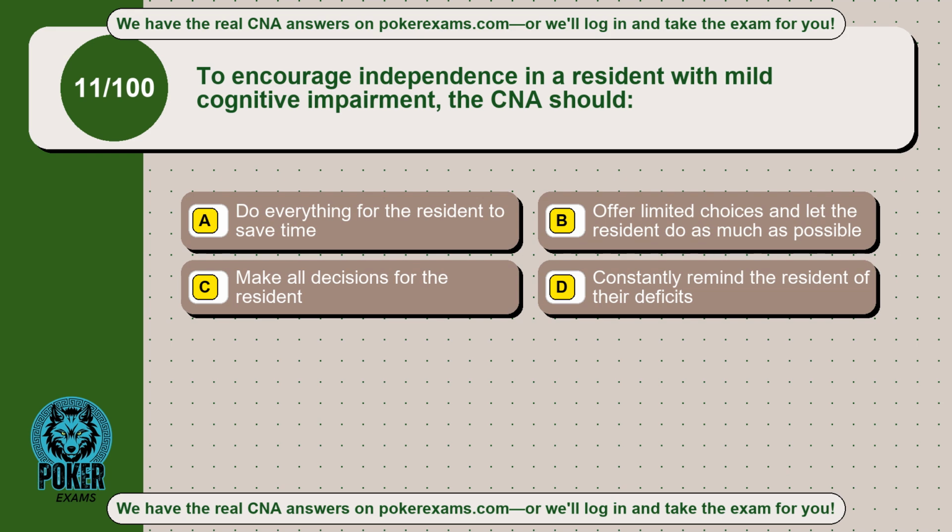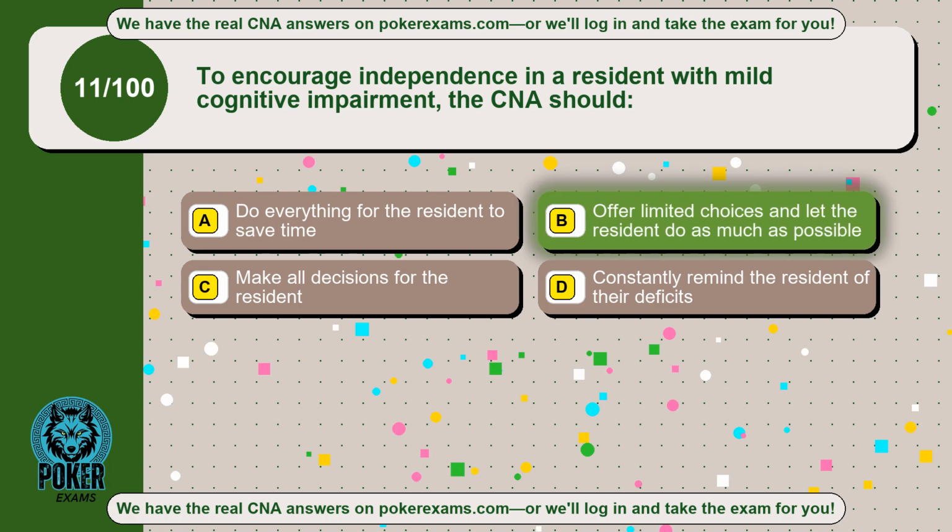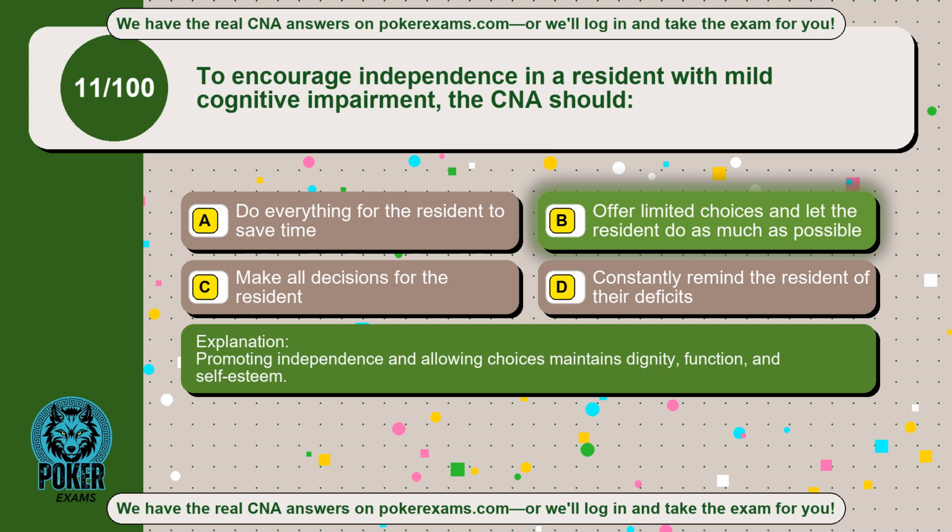Question 11. To encourage independence in a resident with mild cognitive impairment, the CNA should: Option A, do everything for the resident to save time. Option B, offer limited choices and let the resident do as much as possible. Option C, make all decisions for the resident. Option D, constantly remind the resident of their deficits. The correct answer is option B. Offer limited choices and let the resident do as much as possible. Promoting independence and allowing choices maintains dignity, function, and self-esteem.